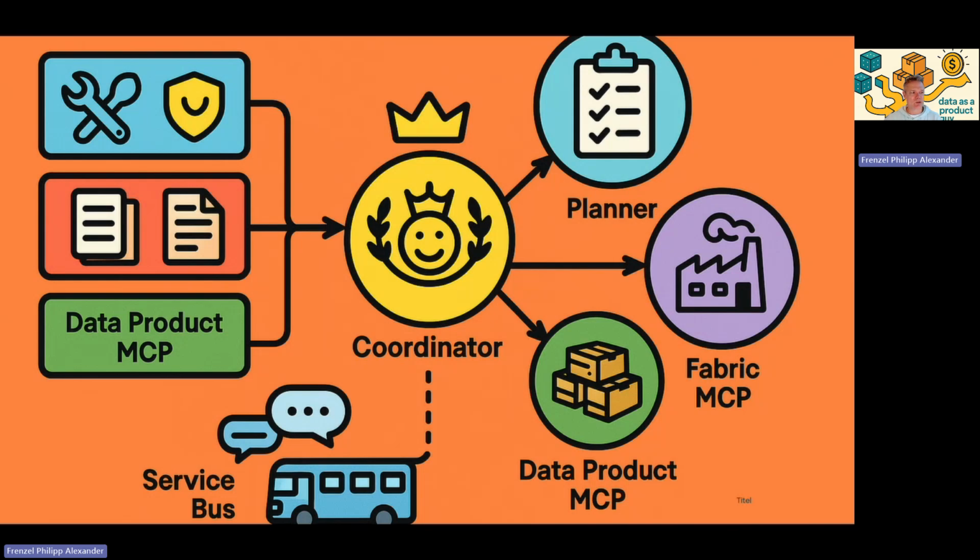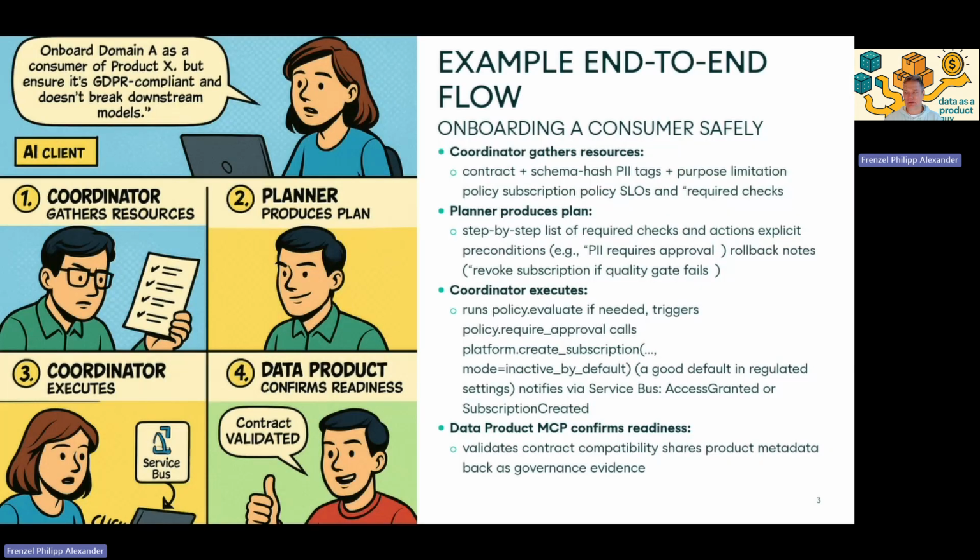What is really cool is that I want to go through a step-by-step example from start to end. Think about it: you get the onboarding of domain A, which asks for product X to consume it. And he wants to ensure that it's GDPR compliant and doesn't break any downstream models. So the coordinator gathers the resources, meaning the contract, the schema hash, personal information tags, purpose limitation, subscription policy, whatever it needs in there.